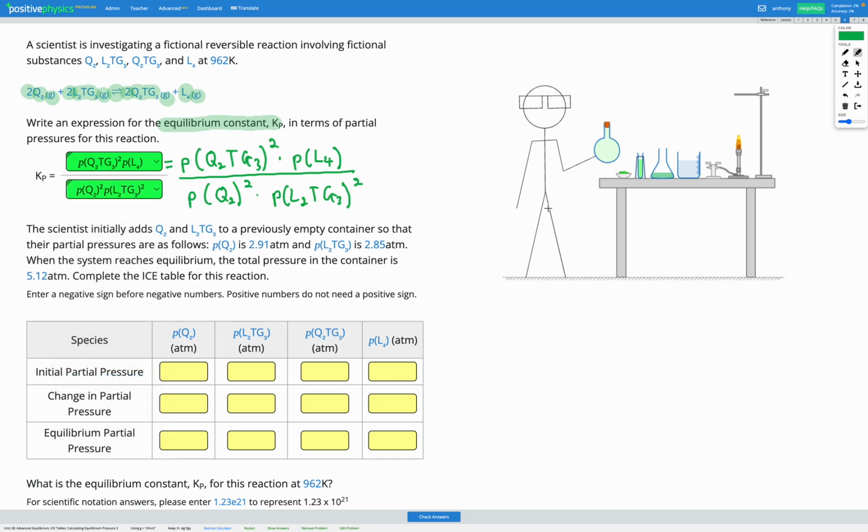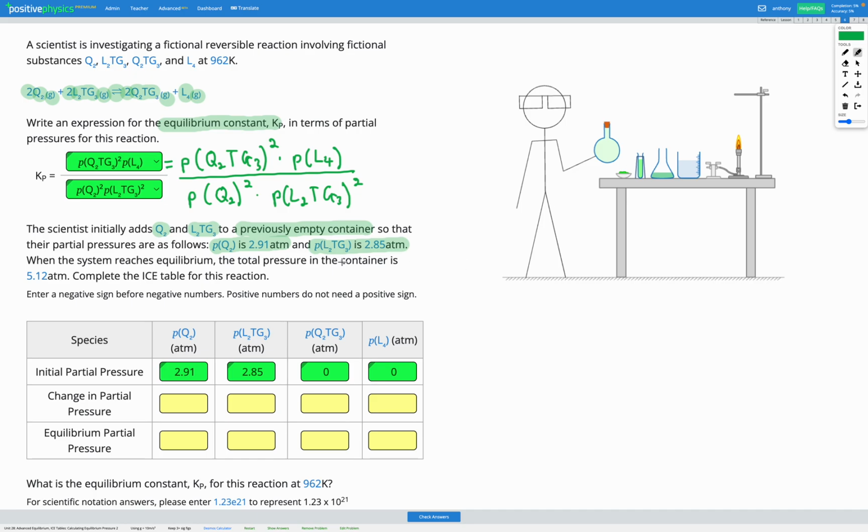Next, we're told a scientist initially adds Q2 and L2TG3 to a previously empty container so that their partial pressures are as follows. The pressure of Q2 is 2.91 atm, and the pressure of L2TG3 is 2.85 atm. So let's go ahead and fill out those values in our ICE table down here. So for the pressure of Q2 at the beginning, it's 2.91. For the pressure of L2TG3 at the beginning, the pressure is 2.85. We're told it was added to a previously empty container. So the pressures of Q2TG3 and L4 are both going to be 0.